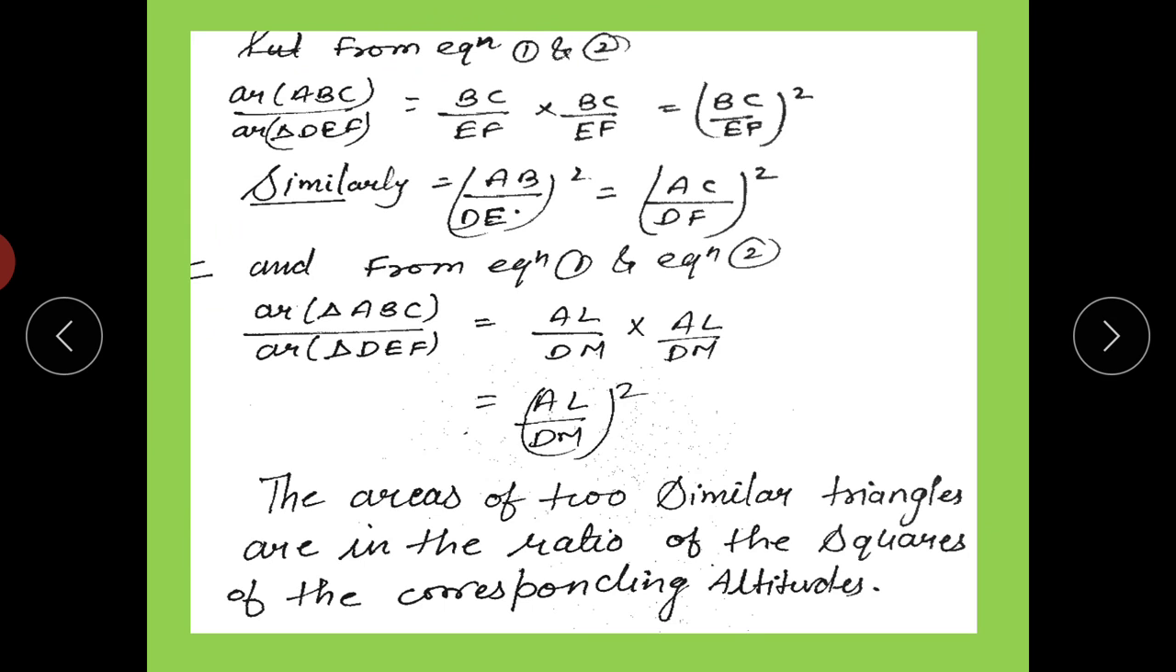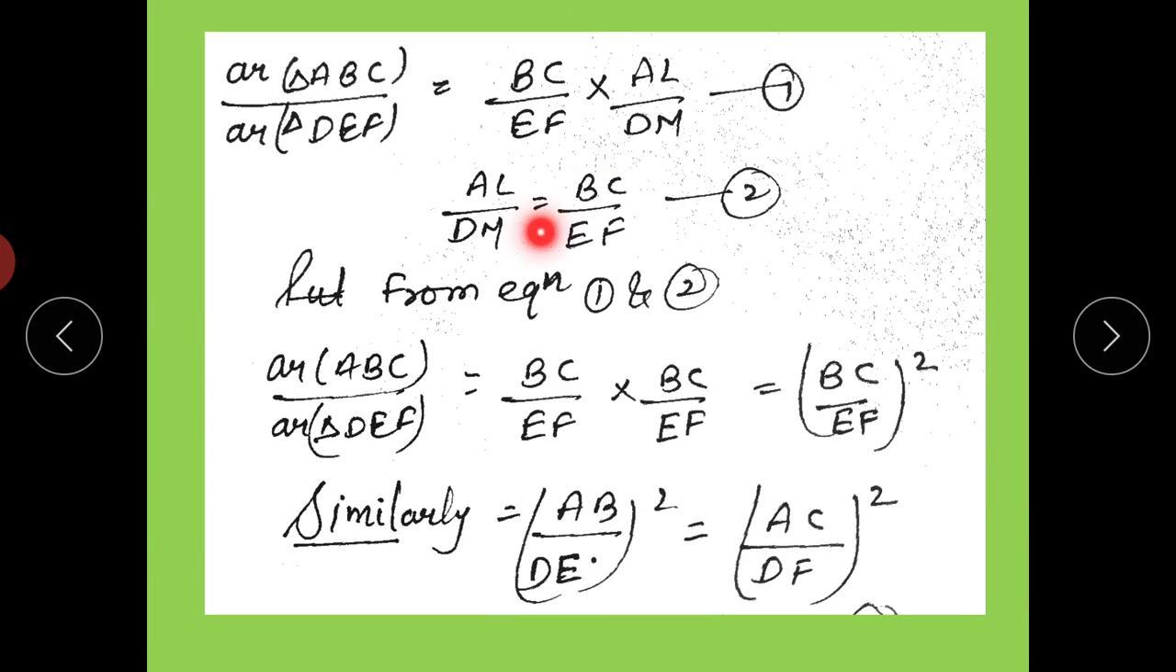From equation 1 and 2, we proved that area of triangle ABC upon area of triangle DEF is equal to (BC upon EF) whole square. अगर मुझे एल्टीट्यूड का रेशियो का स्क्वायर प्रूव करना है तो कैसे? हमने अभी प्रूव किया है पीछे कि AB अपॉन DE इज इक्वल टू AL अपॉन DM.